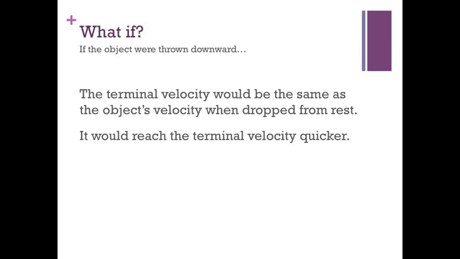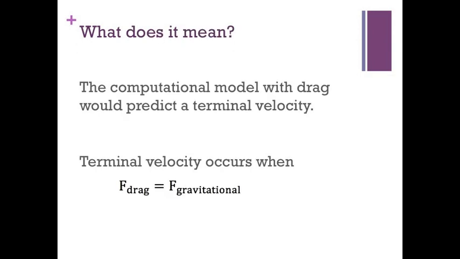If the object were thrown downward, the terminal velocity would be the same as the terminal velocity of the object when it is just dropped. When the object is thrown, it reaches the terminal velocity quicker than when it is dropped. The computational model that accounts for drag force would predict a terminal velocity because such a velocity occurs when the drag force is equal to the gravitational force. This would happen in a model that includes drag force.